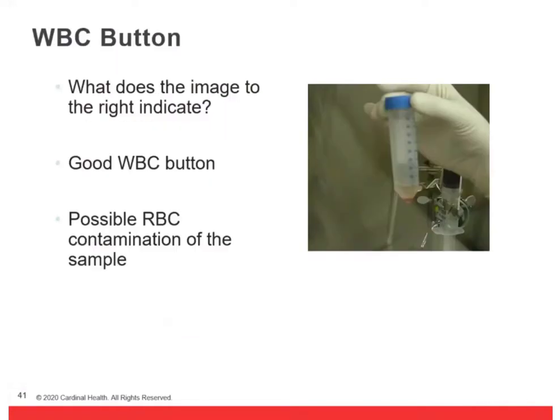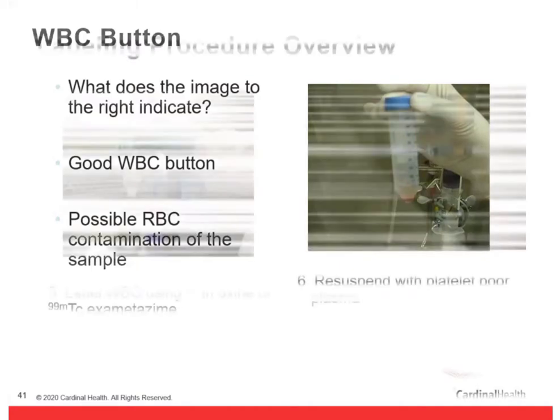So you can see this is after centrifuge. We've got our red blood cell contaminant, and we've isolated just our white blood cell button there at the very bottom of that image. In the image, as you can clearly see, we've got a really nice, good white blood cell button, but you do see visually the contamination of those red blood cells.